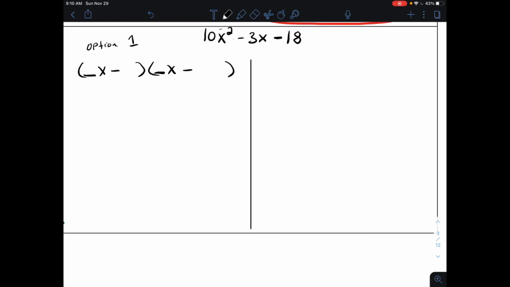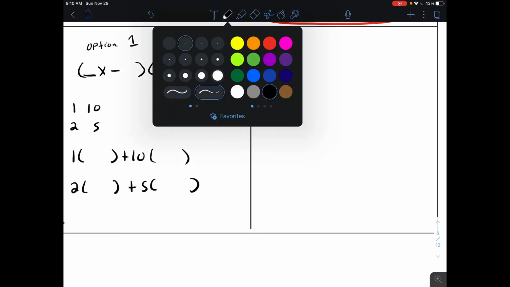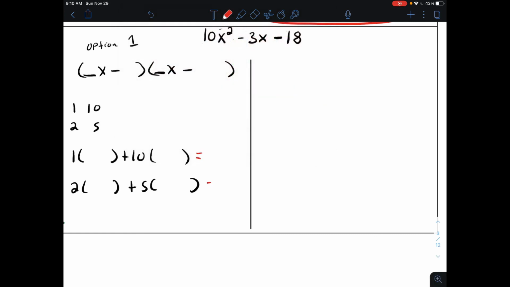All right, so I want to factor this problem, 10x squared minus 3x minus 18. I know that I have to have x times x to create the x squared. The numbers in front of the x have to create 10, so my options are 1 and 10 or 2 and 5. So 1 times something plus 10 times something, or I'm going to have 2 times something plus 5 times something. And they're going to have to add together to equal negative 3 in this case.